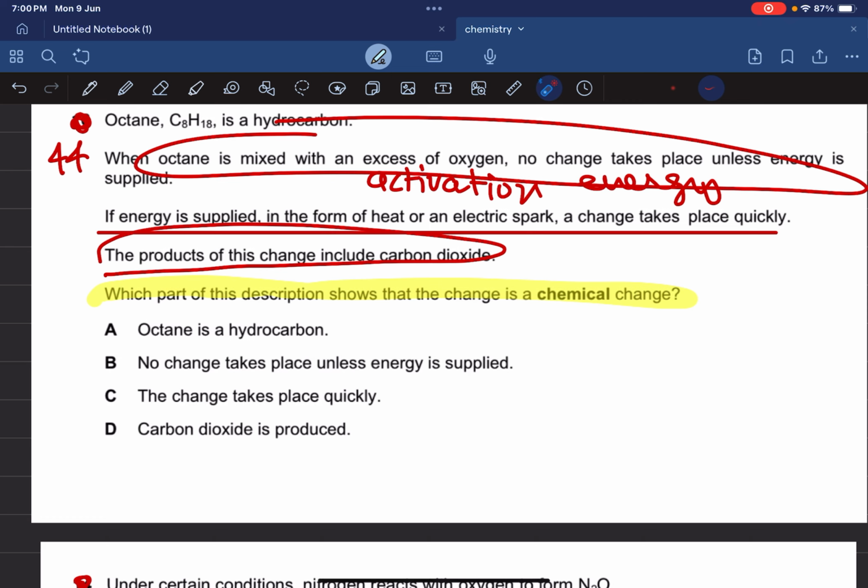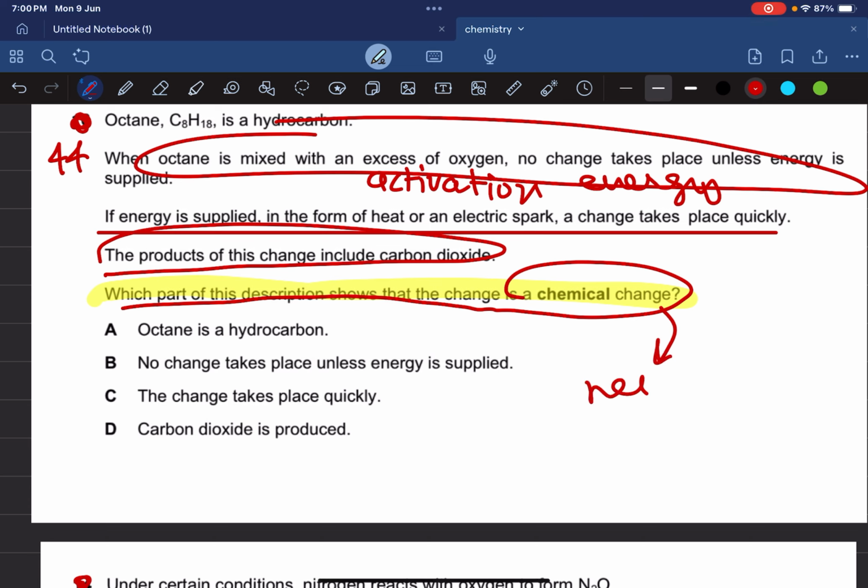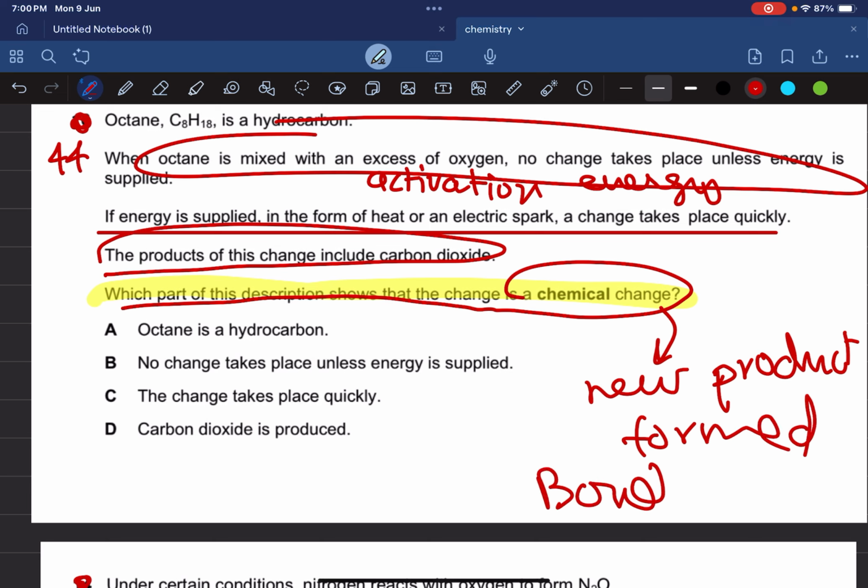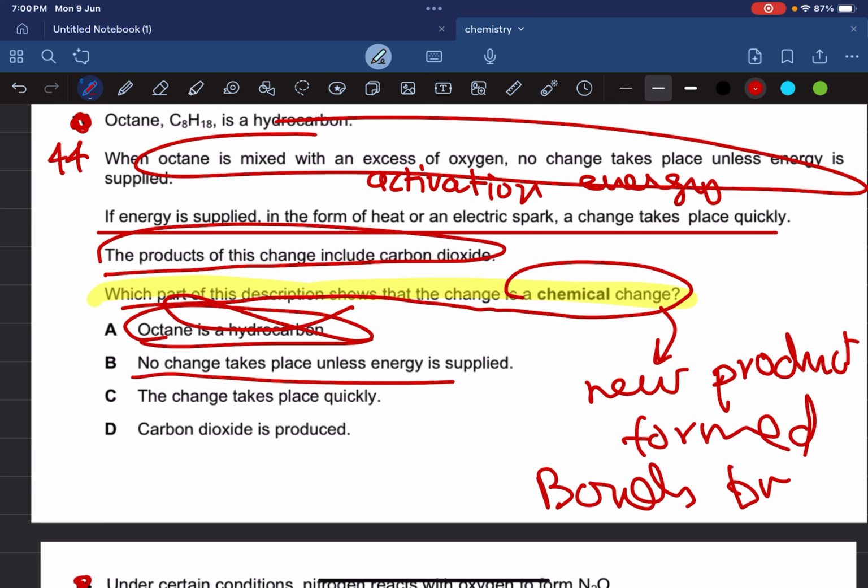The correct answer is going to be, in a chemical change, which part of the description shows that it's a chemical change? Chemical change means new product formed. New product formed. Bonds broken. My previous bonds being broken and my new product being formed is going to be a chemical change. So octane is a hydrocarbon, nothing to do with bonds broken or a new product being formed. No change takes place unless energy is supplied. That's about the activation energy. Activation energy has nothing to do with the chemical change.